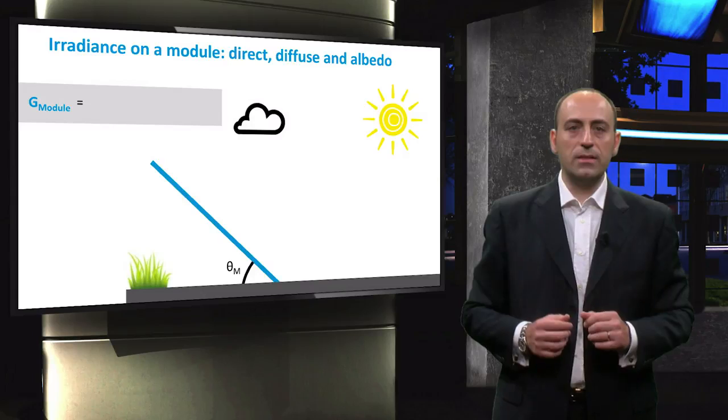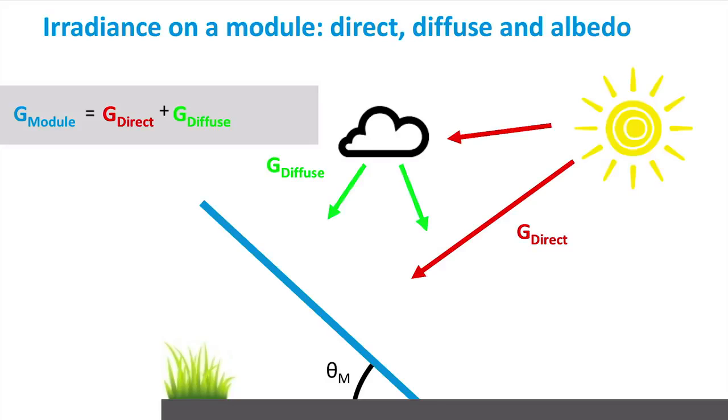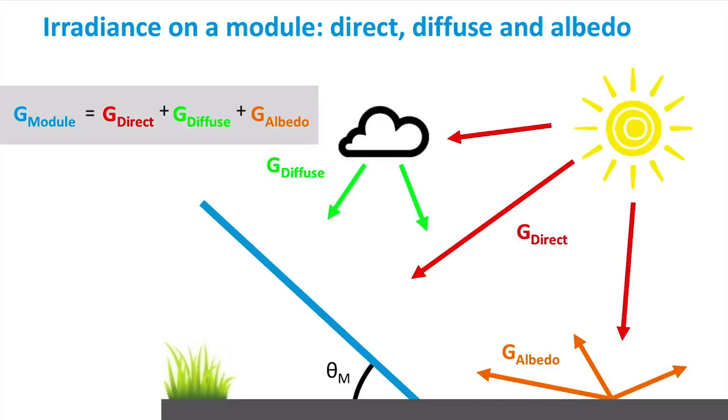Let's have a look at the system that we would like to optimize. Here we have the solar module mounted on a plane, tilted at a certain angle θm. The irradiance that is incident on the module can be divided into three components. The direct irradiance is directly incident on the module. The diffuse irradiance is the solar radiation that reaches the module surface after being scattered by molecules in the atmosphere. Finally, the albedo is the part of irradiance that reaches the module after reflection by the ground or objects in the neighborhood.